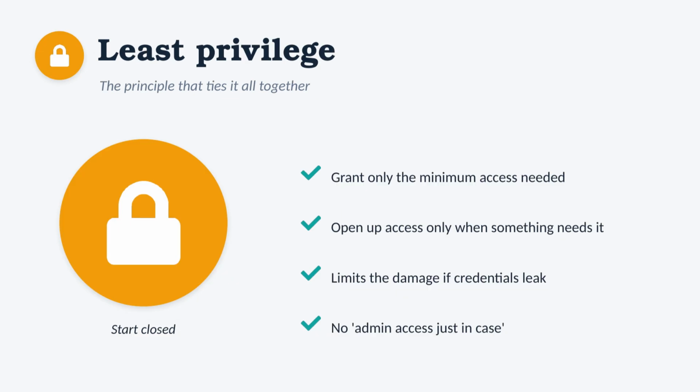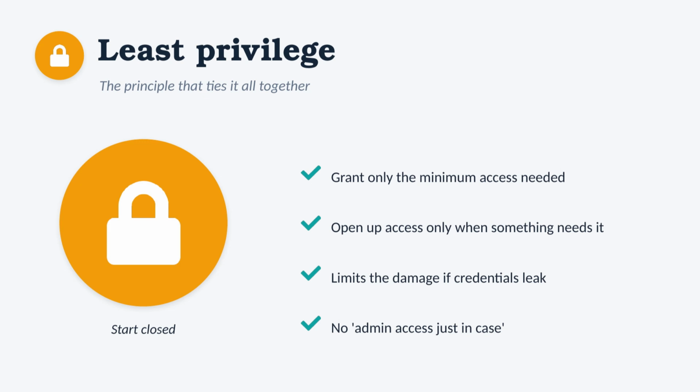There's one principle that ties this whole service together, and it's worth tattooing on your brain: least privilege. It means you give every identity the minimum access it needs to do its job, and nothing more. Not admin access just in case. Just the specific doors they need to open. Why? Because if a user's credentials ever leak or an application gets compromised, the damage is limited to only what that identity could do. Least privilege turns a potential disaster into a minor inconvenience. Start locked down and open up access only when something actually needs it.